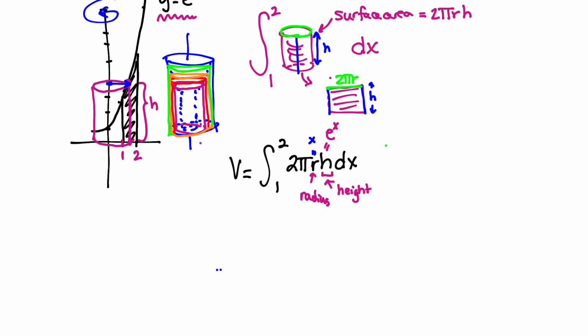Beautiful. You guys want to try and evaluate that for me? So using cylindrical shells, we're going to go from 1 to 2. Those are my limits of integration along the x-axis, and we're simply going to take 2 pi times my radius, which we just said is x, times e to the x. Oh yeah. How do I integrate this?